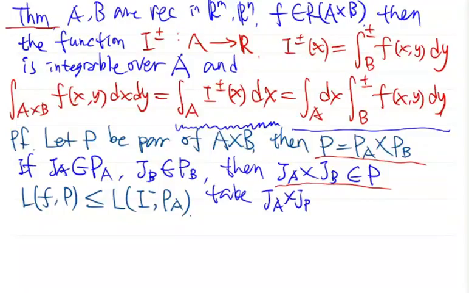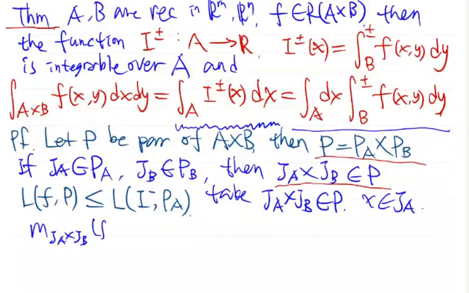JA cross JB belonging to the partition P. We consider the case where X is a point in JA. Then we have m of F over JA cross JB will not be greater than F of X, Y. This is true for any Y in JB. Okay? For any Y in JB. Because the left hand side is the infimum of F over the product rectangle JA cross JB.